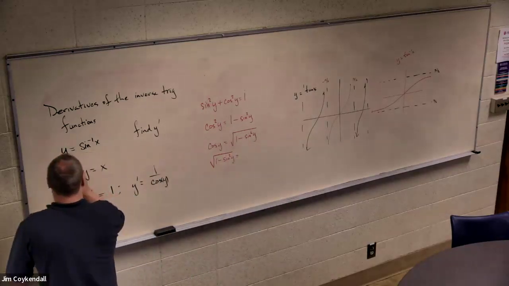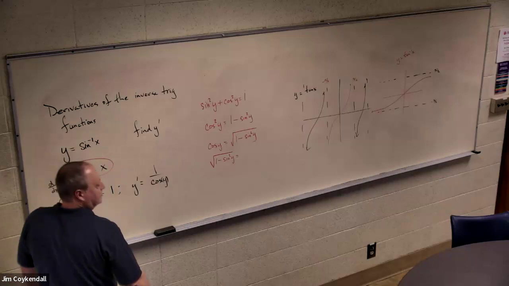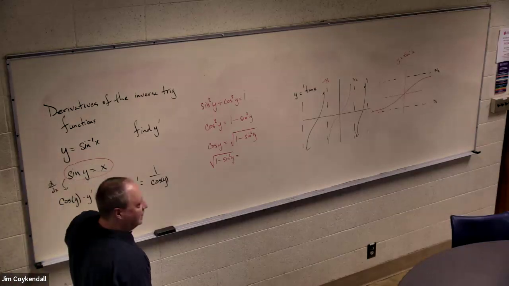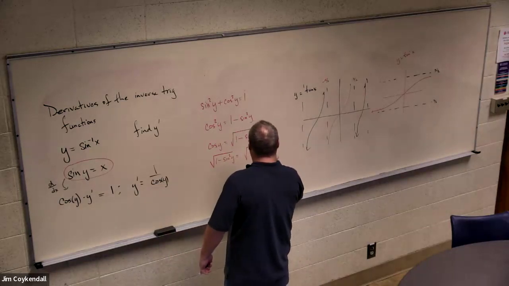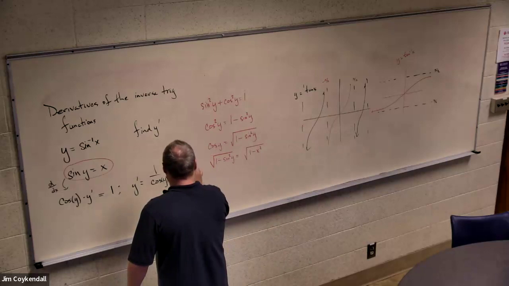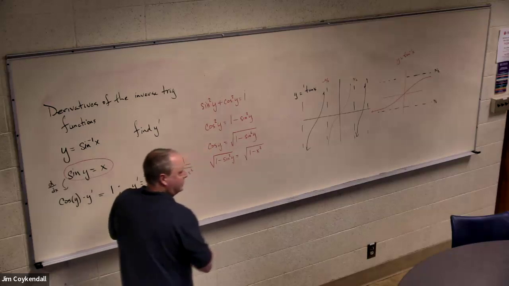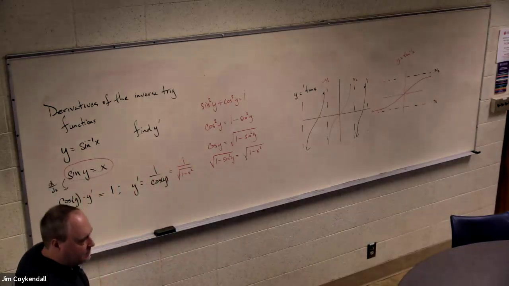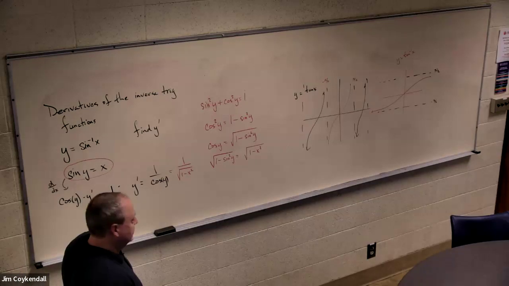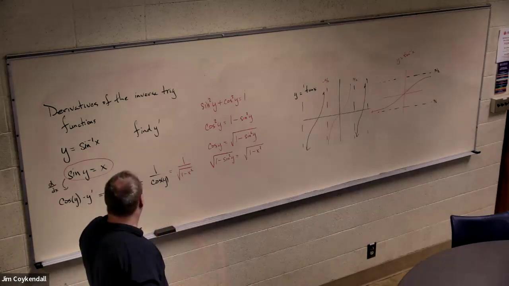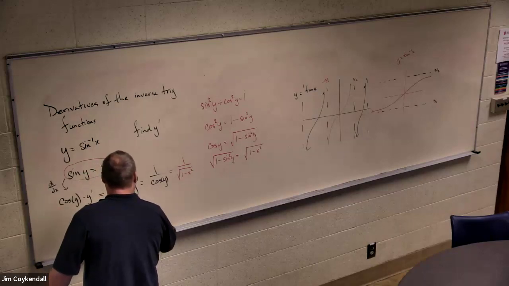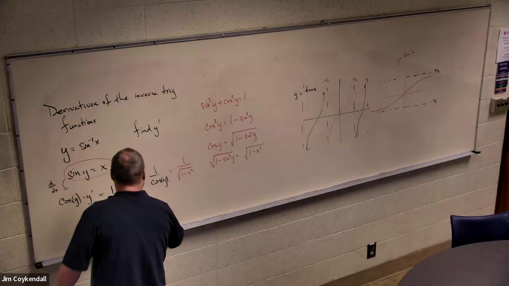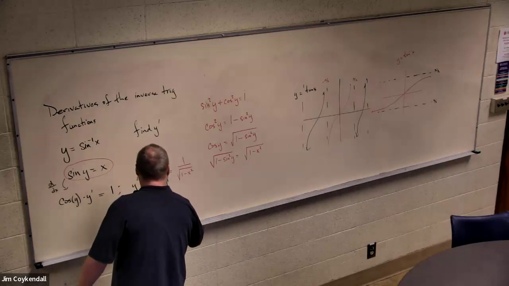Look at this equation here. Sine of y is equal to x. So this, I can divide by 1 over the square root of 1 minus x squared. So in summary, d dx of the inverse sine of x is this.